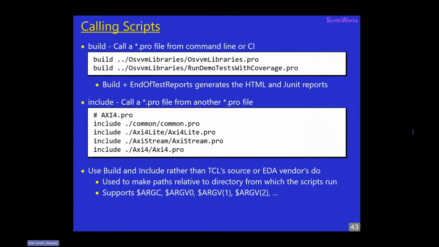Calling scripts is done either with build or include. Build is for your command line entry. We say build to start things in the simulator. Include is for inside your scripts. We call the files .pro because it requires that procedure layer on top of Tcl. Okay, so again, this is the magic. Using build and include rather than source and do is the magic that makes these paths relative. Also, due to people's complaints, OSVVM also supports argc and argv. Okay, whether you need them or not is another matter to be discussed.